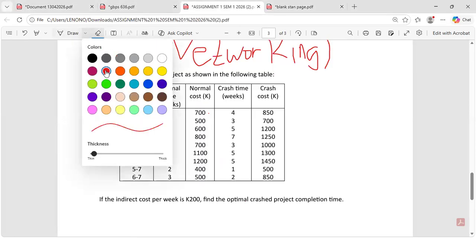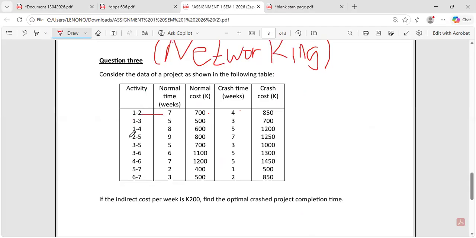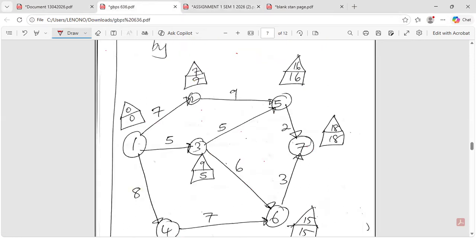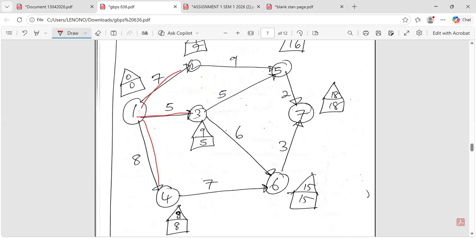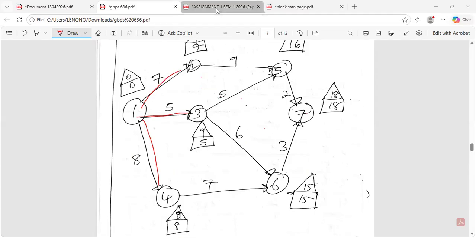The network diagram is obtained from the information given in the question. Like I mentioned, we have 1 to 2, 1 to 3, 1 to 4. So this is obtained in this way. And so we are putting the respective durations or normal times.